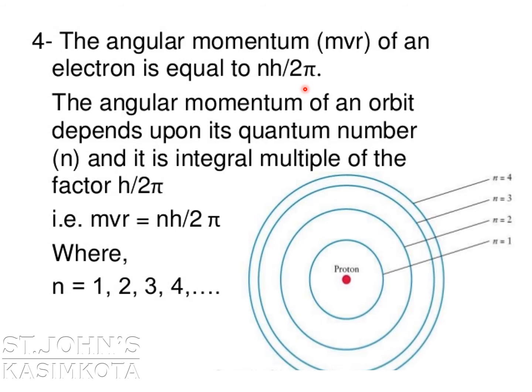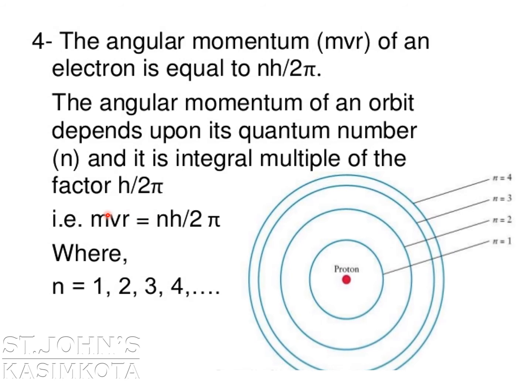He observed, and the experimental value has also proved, that the angular momentum of an electron is equal to nh by 2 pi, where n is the number of the orbit. It may be the first orbit, second orbit and so on. So it is an integral multiple, and h is Planck's constant. The angular momentum of an orbit depends upon its quantum number n. So when angular momentum mvr is equal to nh by 2 pi, it is purely dependent on h and n. But h is a constant value, Planck's constant, so the variable is n. It may be the first orbit or second orbit or any other orbit. So the angular momentum is an integral multiple of h by 2 pi.